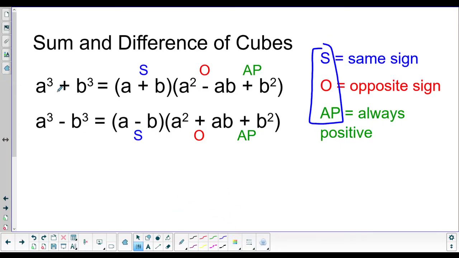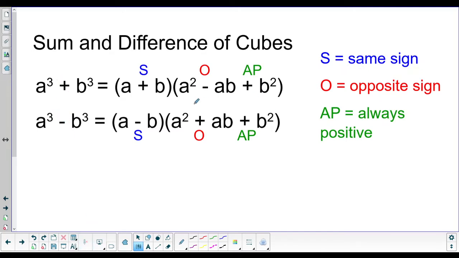If we have something cubed plus or minus something else cubed, we can factor that. When we do that, we're going to get two sets of parentheses again. The first one will be A and B, and the sign in the middle will be S for the same sign as whatever's in the problem. So if it's a cubed plus b cubed, it'll be A plus B. If it's a cubed minus b cubed, it'll be A minus B, because this first sign in the smaller parentheses should be the same as what's in the problem.